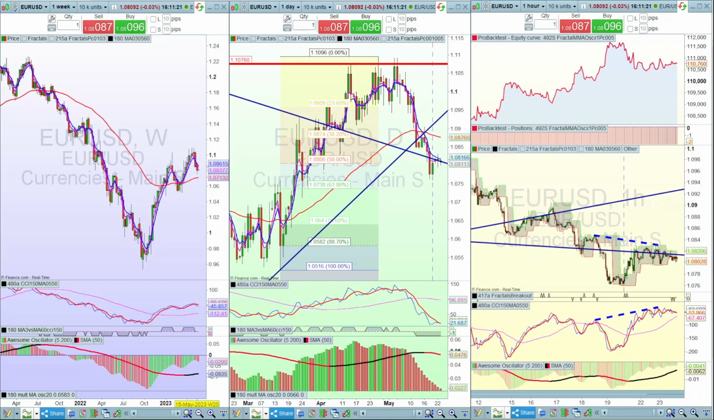This is the Euro-US dollar currency update. On the weekly, we're broken into a neutral positioning, but on the daily, it's broken down into a bearish signal. So I'll have a look at that, and we'll look at the hourly in a few minutes.